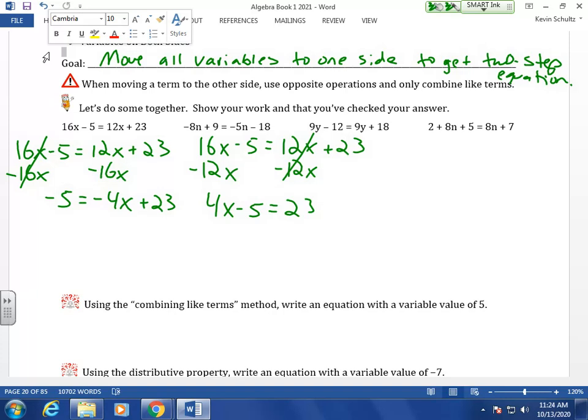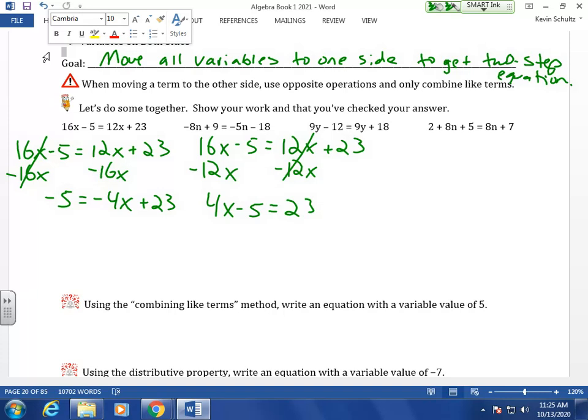Those x's all move over to the other side, right? By subtracting 16x's, I'm taking, let's say that x equals markers, right? I've got 16 markers here. I'm taking all 16 of them and I'm bringing them over to the other side. So the x is moving over, okay? Which is why we're adding and subtracting rather than multiplying and dividing.